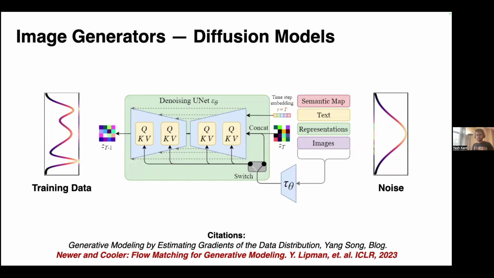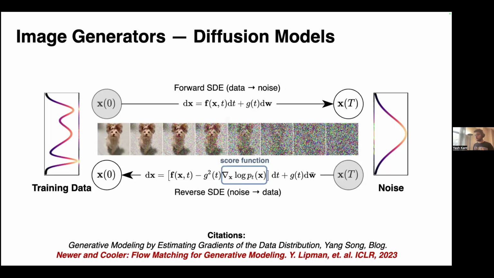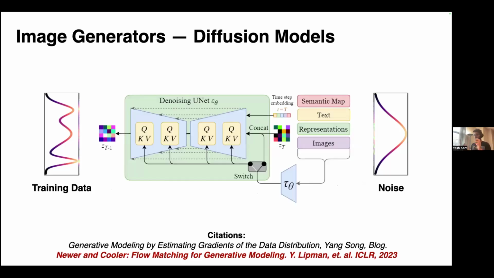So modeling wise, how do we model basically the score function? We use this denoising UNet. So a UNet is basically a convolution and a deconvolution network, which produces a sample from the distribution that is slightly less noisy than the one that we actually gave it. And this allows us to basically go from noise to a training distribution.